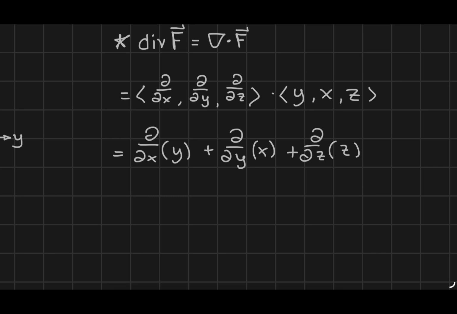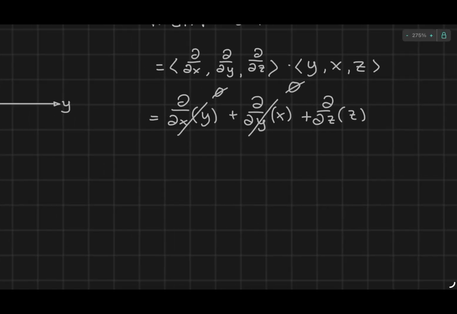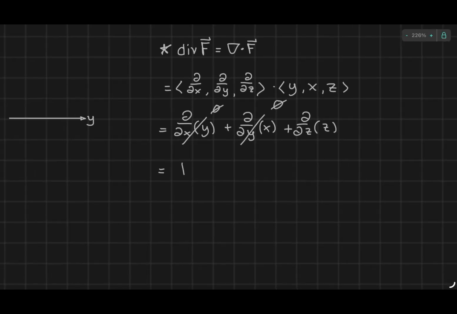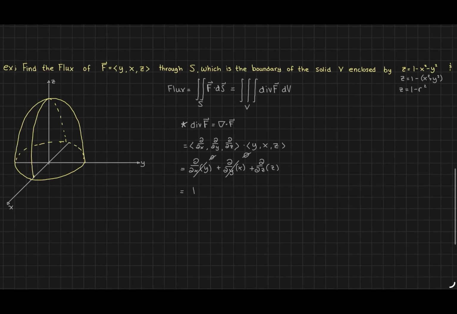Let's go down the line here. Well, the partial of y with respect to x, that y is treated as a constant, therefore that's going to be 0. Similarly, the partial of x with respect to y is going to be 0. That's treated as a constant, and the only one that actually works here is going to be the partial of z with respect to z. That's just going to equal 1. So our divergence of our vector field is actually going to equal 1.